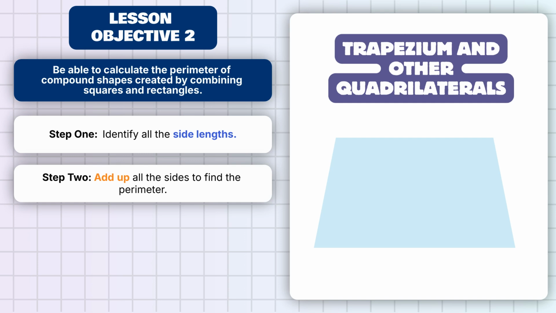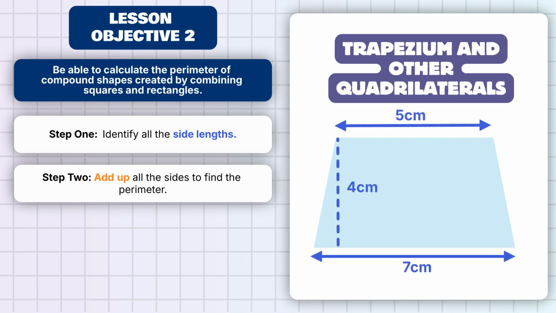If a trapezium has a height of 4 centimeters, and you know one side is 5 centimeters, while another is 7 centimeters, you might use Pythagoras' theorem to find the length of the other side, x. By following these methods, you can accurately determine the perimeter for any shape, whether it is simple or complex. Let's now practice these concepts with some exercises to solidify your understanding.